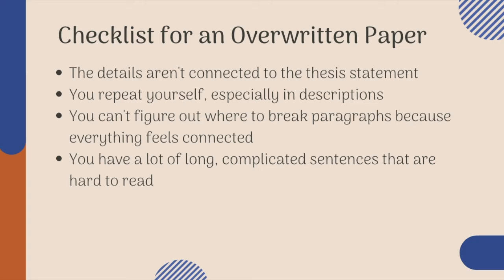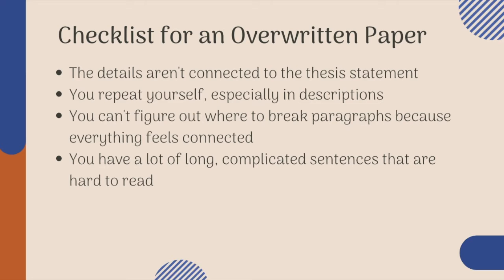Here's how to identify an overwritten paper. If the details aren't connected to the thesis statement, you've gone off topic, you're talking about something different. You repeat yourself, especially in descriptions. You tend to describe something 3 different ways when really just one of them would do. You can't figure out where to break paragraphs because everything feels connected and you've got it all jammed together. Or you have a lot of long, complicated sentences that are hard to read. These are all signs that your paper might be overwritten.